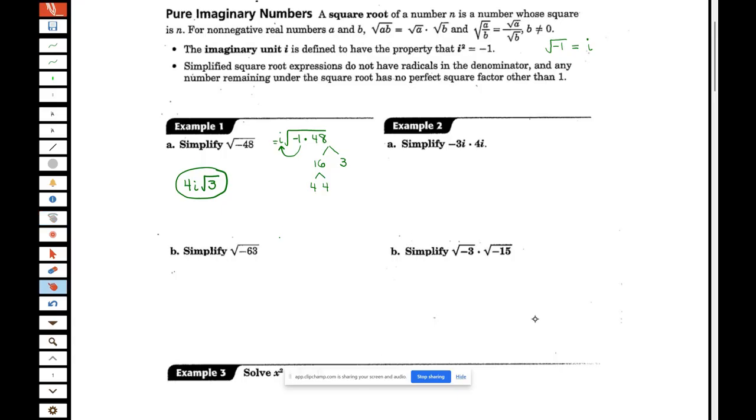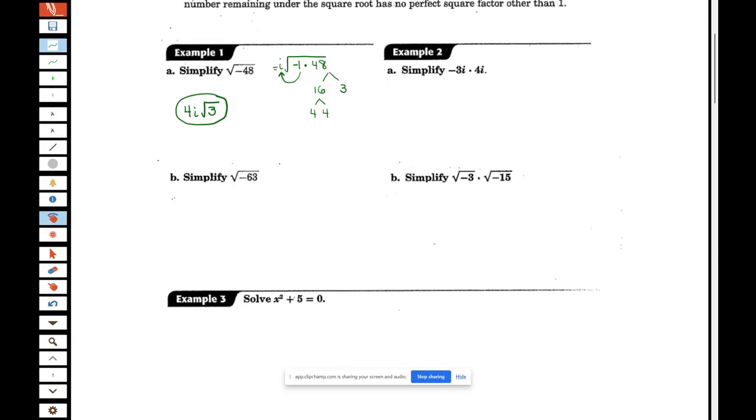The second one, square root of -63. Same deal. The negative comes out as an i. 63 is 9 times 7, and 9 is 3 times 3. So we can bring out a 3 as well, and a 7 is left inside. So 3i root 7 would be how that would be read.